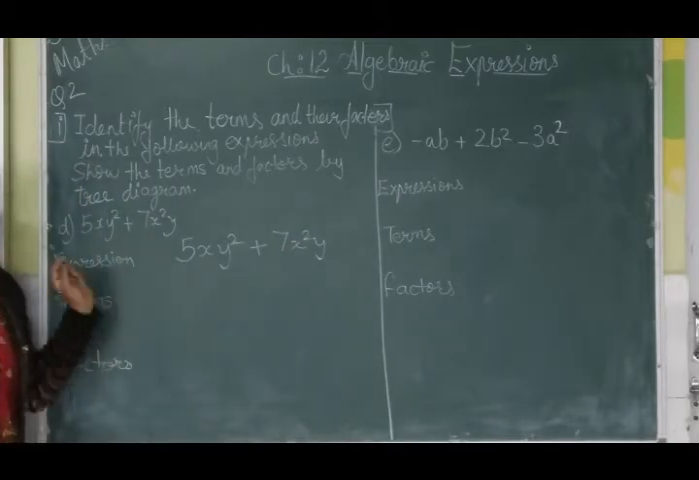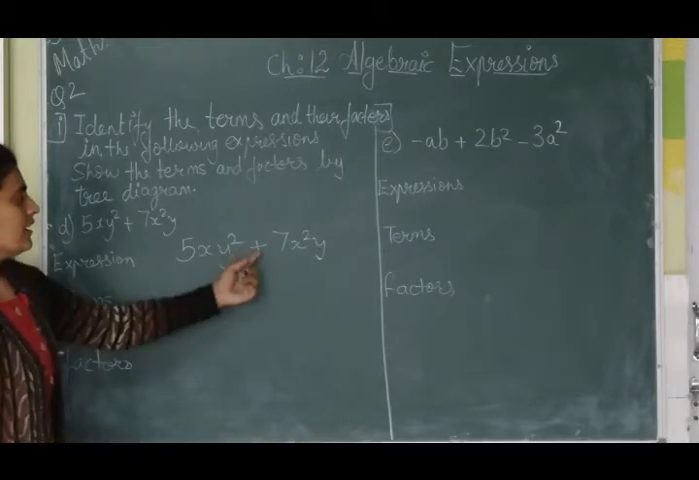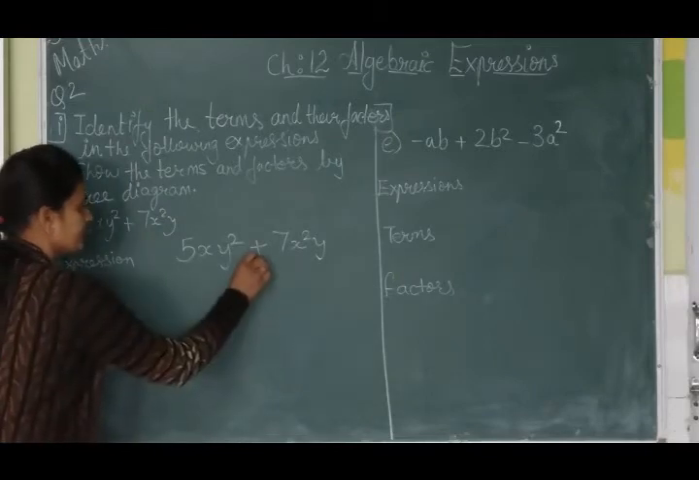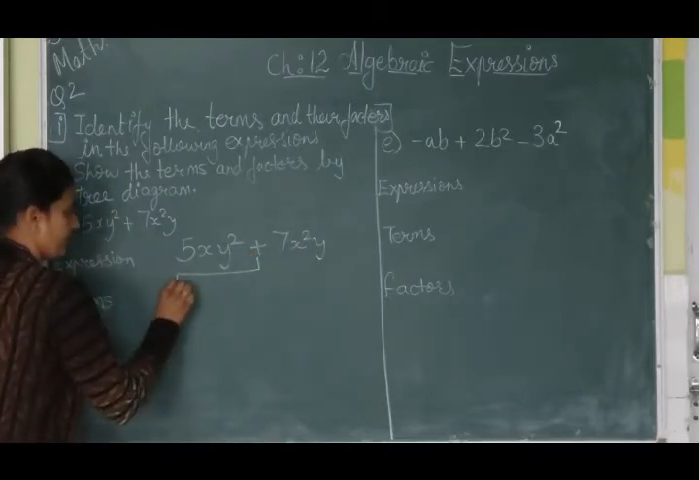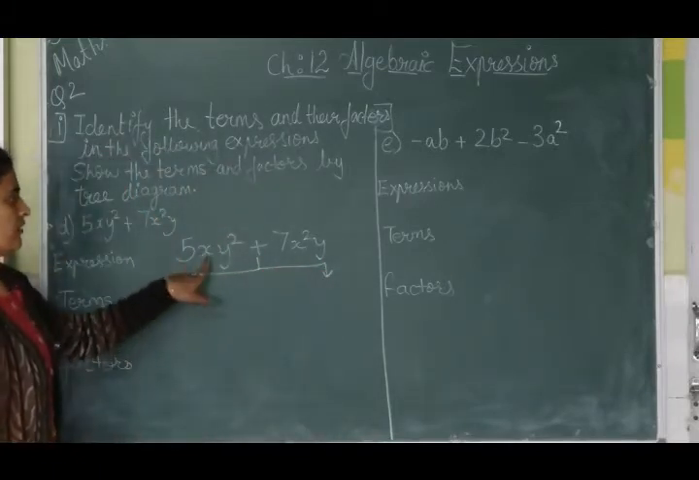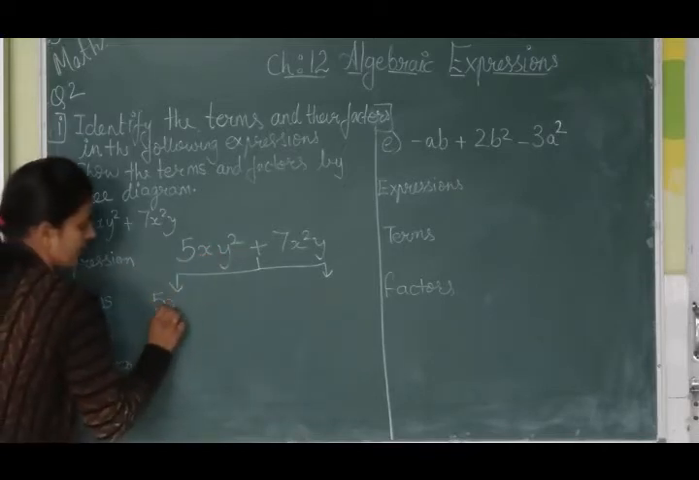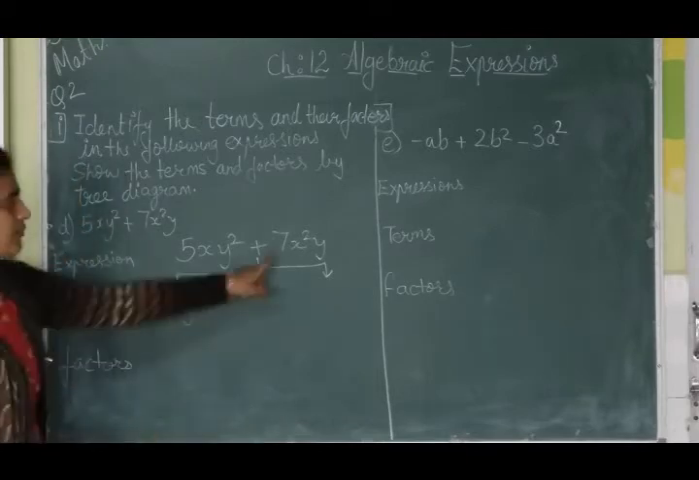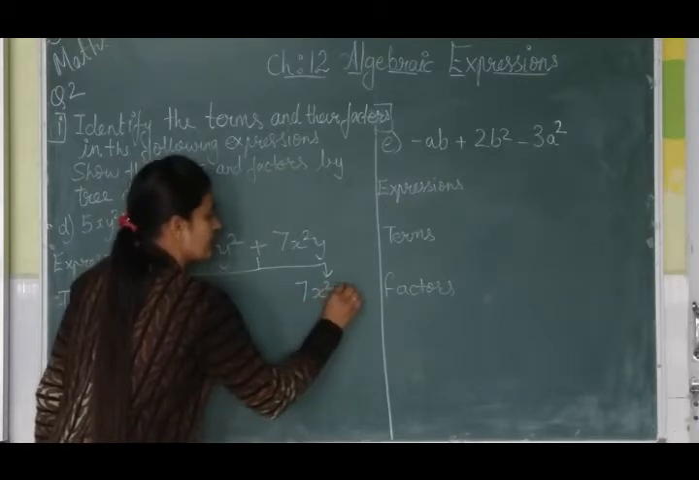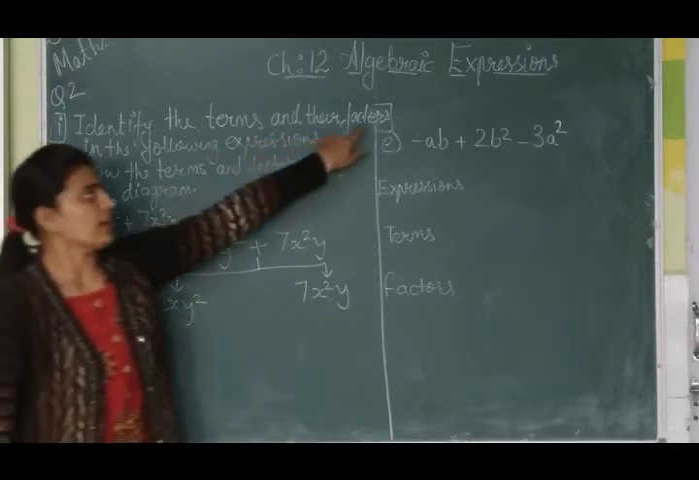Next step, we will write down the terms. So write down terms. After that, how many terms are there? 1 and 2 terms are there. So here make 2 arrows. Here, first is 5xy square. Second term is 7x square y. Now, next step will be, we need factors also.